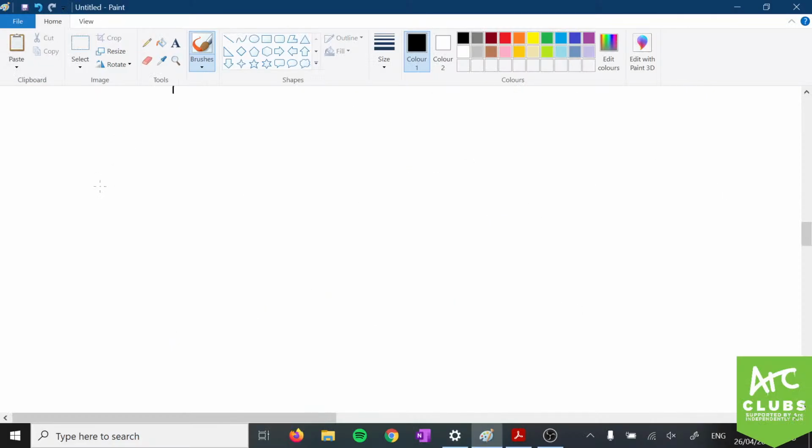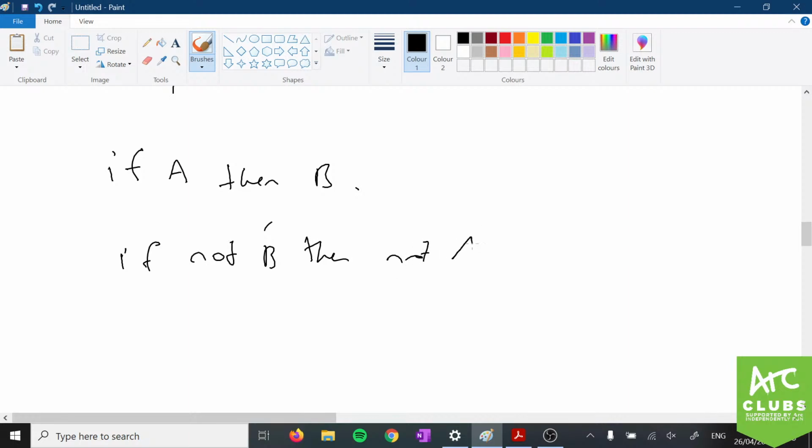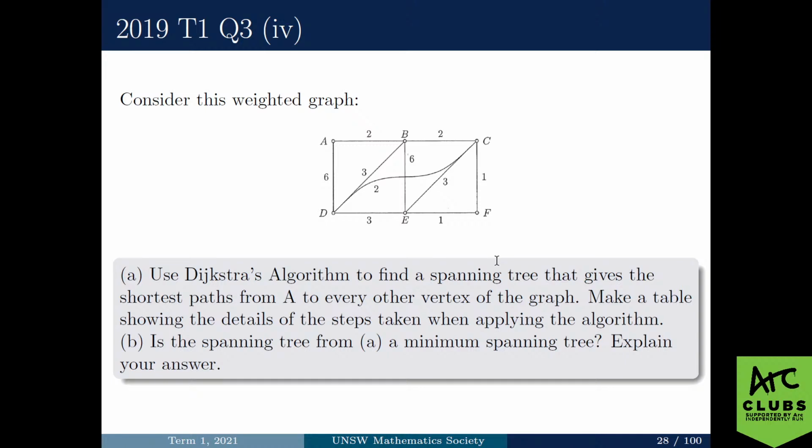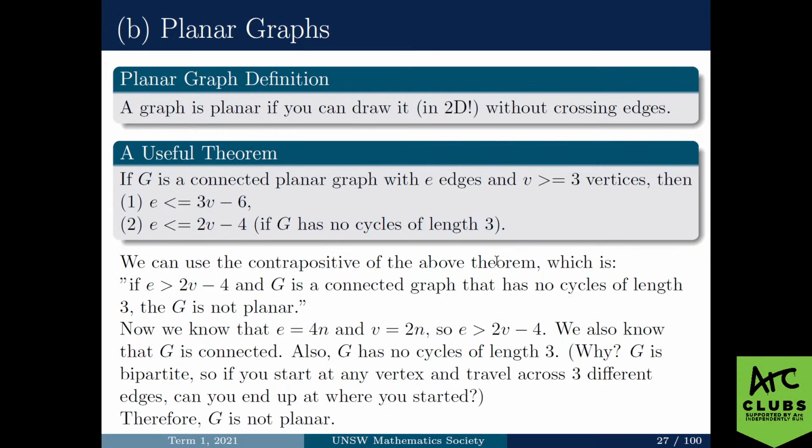The contrapositive is pretty much like we get to flip an if condition. If we have a statement, if A then B, this is the same as if not B, then not A. And in our case, let's just try to compute one of the inequalities first.